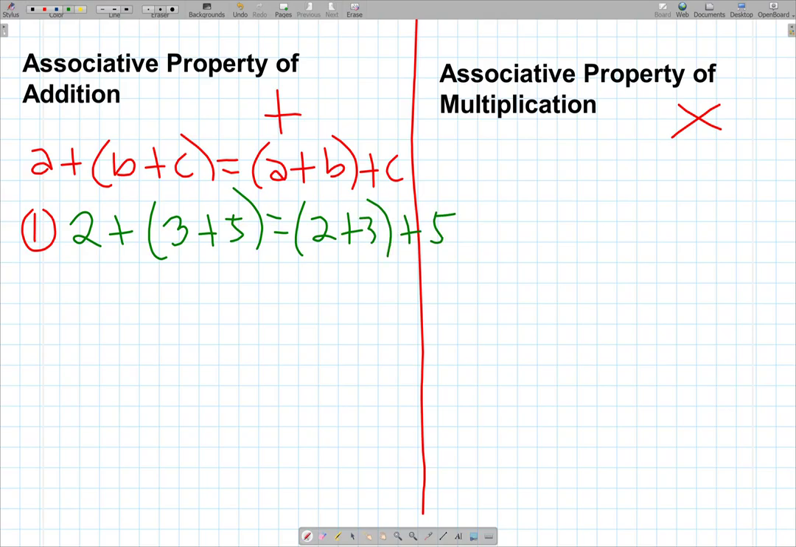Diba? So, makikita natin na sa dito, may 2 tayo, sa kabila may 2 din, no? And then 3, sa kabila may 3, and 5, may 5. So, that is associative property of addition. No? So, tatlo na yan siya, no? 1, 2, 3. 1, 2, 3. So, that is associative property of addition.